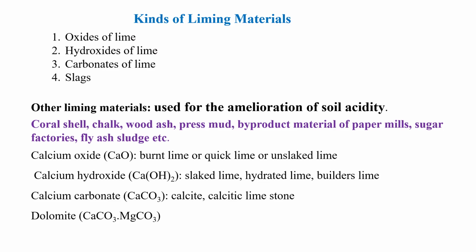Next is dolomite. Other liming materials include coral shell, chalk, wood ash, fresh mud. Byproducts of various materials include paper mills, sugar factories, fly ash and sludge. These are all the liming materials used for the reclamation of acid soils.